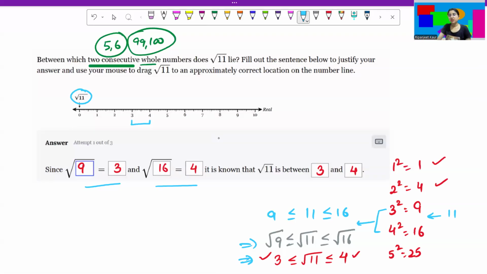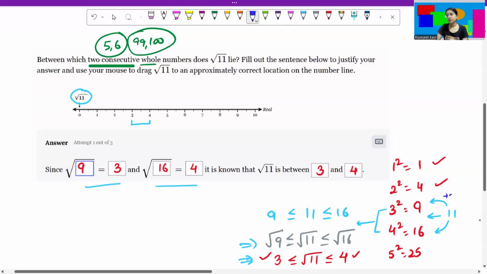Now, if we look at 9 and 16, what do you think? Is 11 closer to 9? Is it closer to 16? It's closer to 9, because here the difference is just 2, and on the other side the difference is 5. So that means root 11 is going to be closer to 3. We can just say anywhere in between; the system will accept it. Root 11 is going to be somewhere between 3 and 3.5.